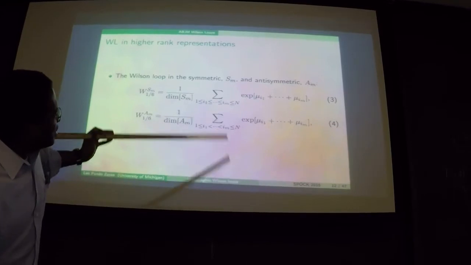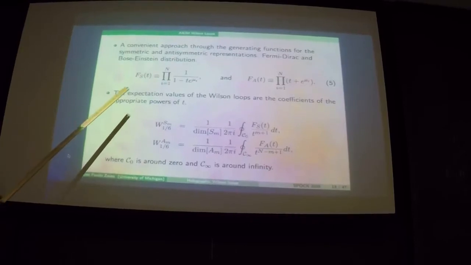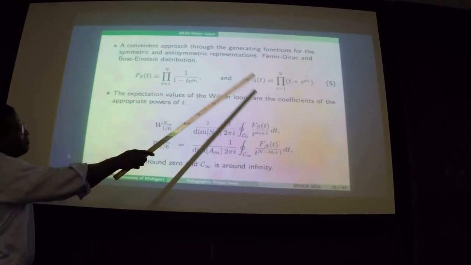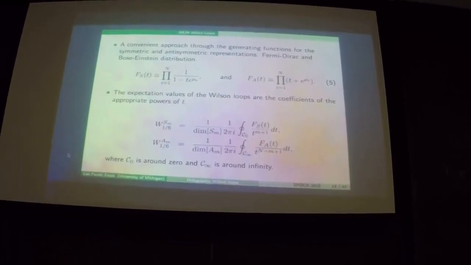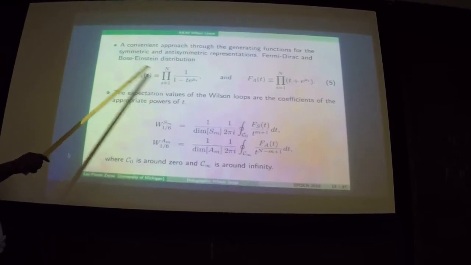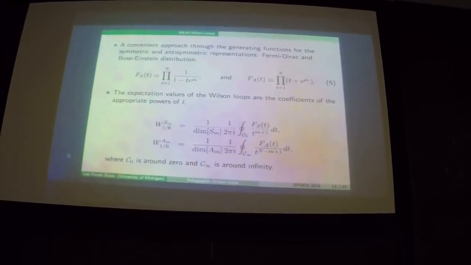But of course, instead of doing this computation, which is a little more complicated, the standard approach is to define some generating functions for these Wilson loops. These are the generating functions. As you can see, this is like a Fermi-Dirac distribution and a Bose-Einstein distribution. They give you the k-symmetric and k-antisymmetric representations. What I really need to extract is the coefficient of t to the k in this expansion, and that I do using some contour integral. That's what I need to do to compute the expectation values of Wilson loops in the symmetric and antisymmetric representations of ABJ. Any questions?